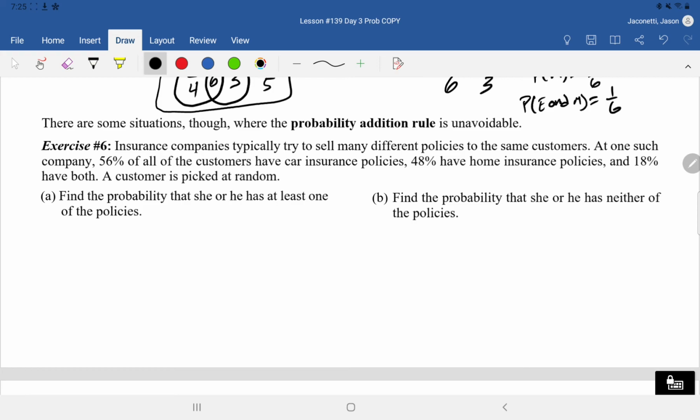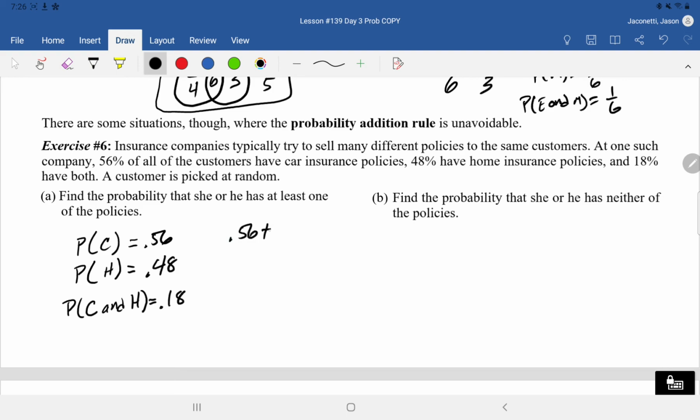So what it's looking like here is you're going to have the probability that they have car insurance, and that's 0.56. The probability that they have home insurance, that's 0.48. And the probability of C and H is going to be 0.18. So what you do is 0.56 plus 0.48 minus 0.18, and you get 0.86. The probability that they have one or the other is at least 0.86, because we don't want to count that 18 twice. It's counted in both, we take it out.